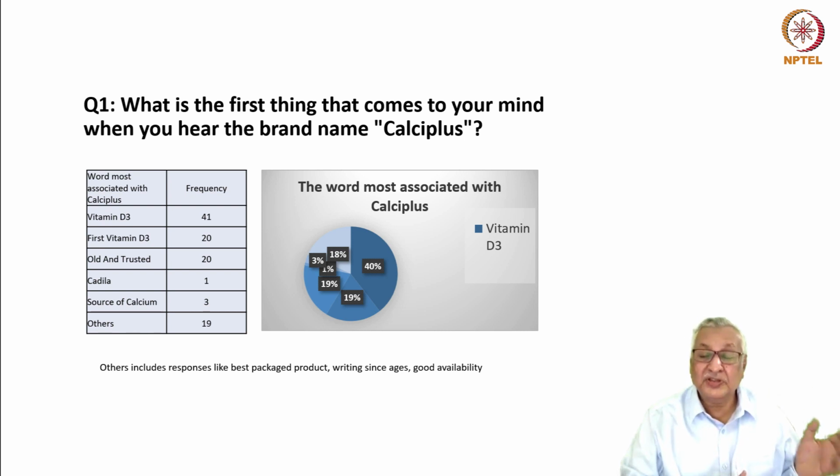In the earlier case, if the same question was asked, people would have said that I associate Amaryl and glimepiride with diabetes control. But more discerning people would say that it is for improvement of insulin secretion in the body. Similarly, when you talk about a market survey for Calciplus, the answer would be this product is associated with vitamin D3. And that frequency of responses determines whether your positioning is right.